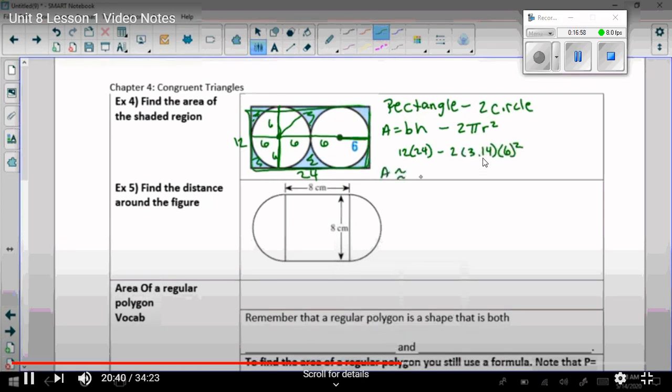Okay, so I'm going to use 3.14 for pi just because we haven't done that yet. You can type this whole thing into your calculator all at once as long as you're careful with parentheses and where everything goes. On this next one, we're finding the distance around the figure. So if you think about it, this here and this over here form a circle. So we really need the distance around that circle, which is circumference.